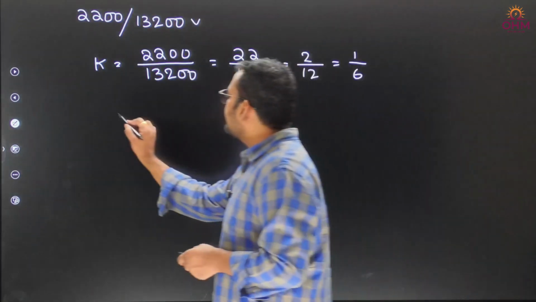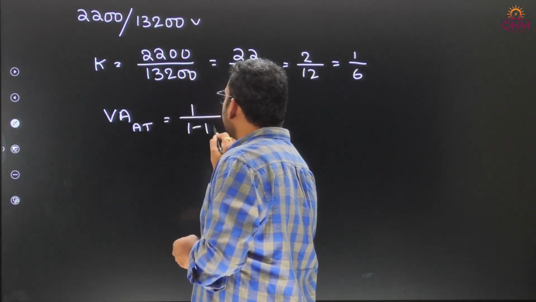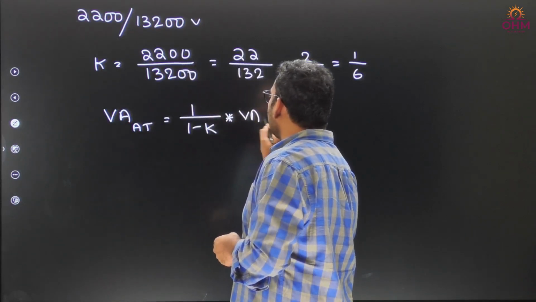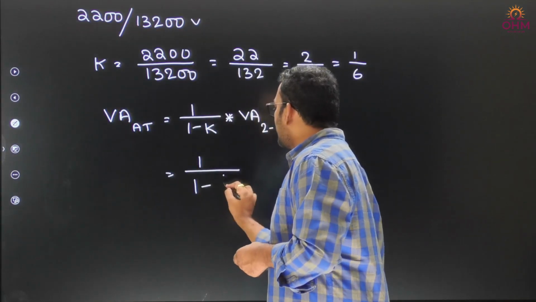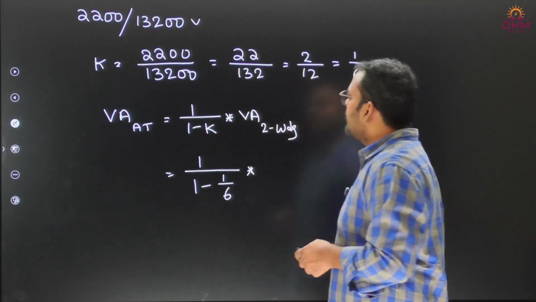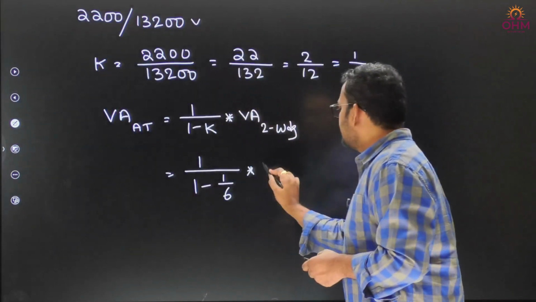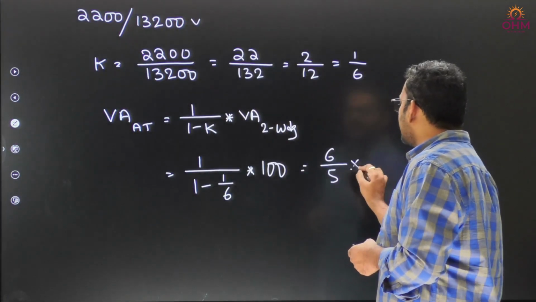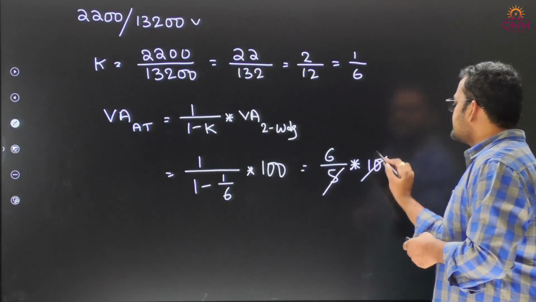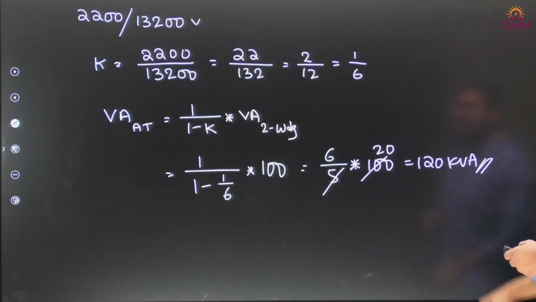Therefore, what is the VA rating? VA rating of auto transformer is 1 by 1 minus K into VA rating of 2 winding transformer. Just substitute 1 by 1 minus 1 by 6 into the VA rating of 2 winding transformer, which is 100 kVA. So it will be 6 by 5 into 100. 5 will cancel 20 times here. Therefore, 120 kVA is the answer.